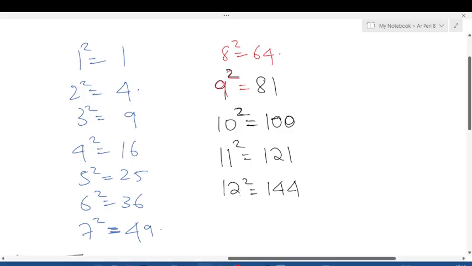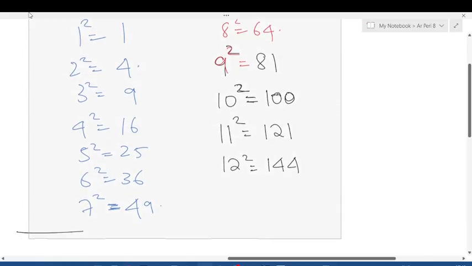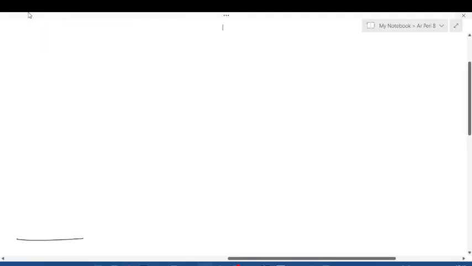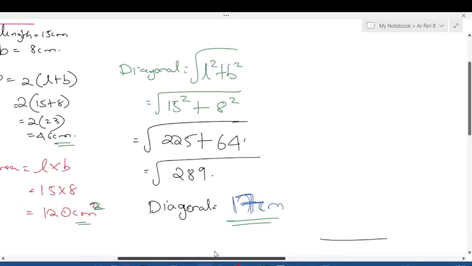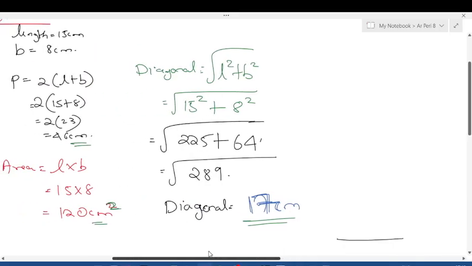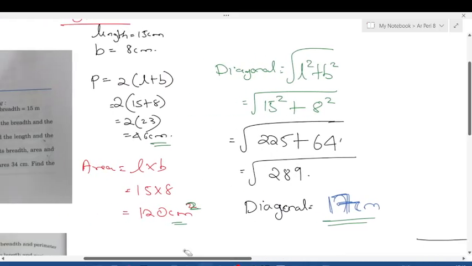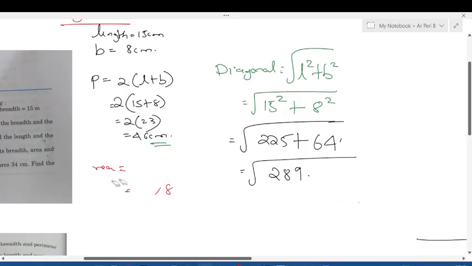Are the students done? Shall we try the next question? Okay, without this you can't solve. That's the reason I taught you the square root concept. Without that square root concept, you can't solve. Okay, perimeter is easy, area is easy. In order to solve the diagonal question, you need the square and square root concept. Okay, diagonal is done. Second question.